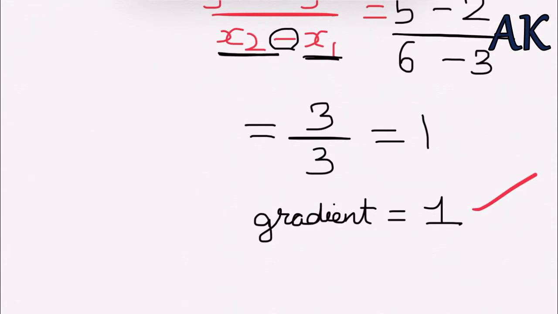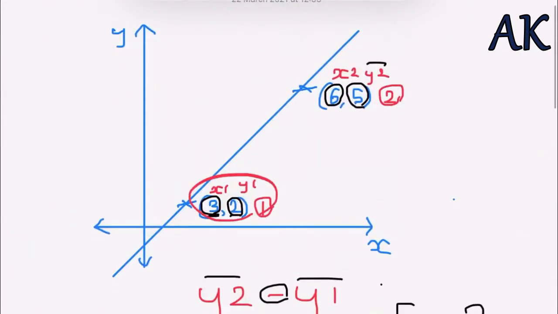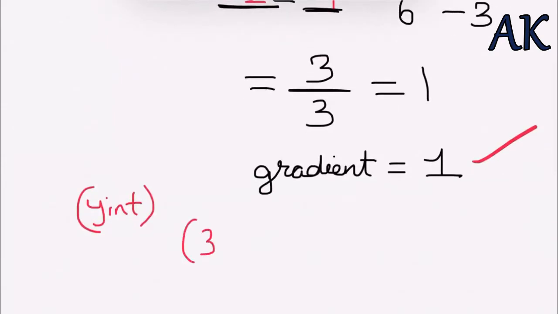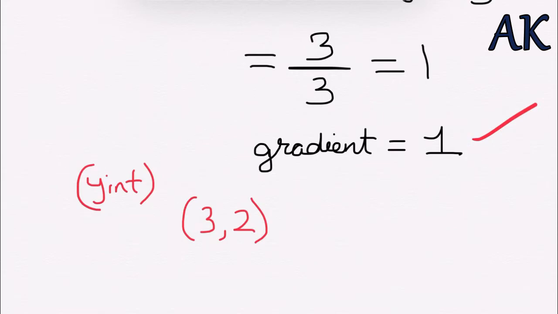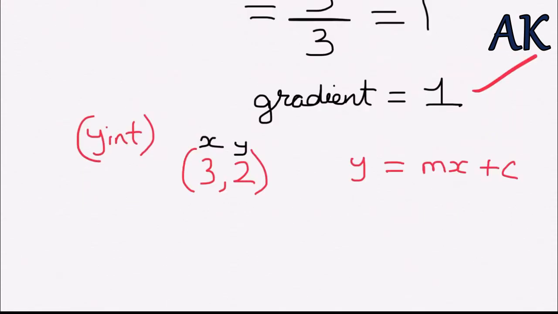The next and final step is to find the y-intercept. What you simply have to do is firstly take any random point that they have given you. For example, let me take 3, 2. Now in this, 3 is the x-coordinate and 2 is the y-coordinate. So I need to make y the subject, which is 2. So I write it as 2 is equal to 1x plus c. I wrote 1x because 1 is the gradient we have obtained.